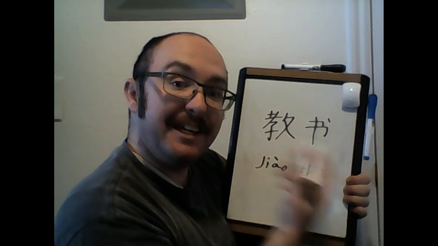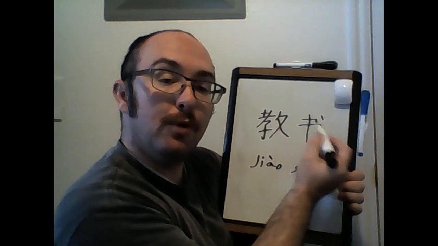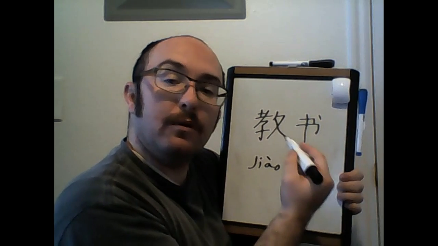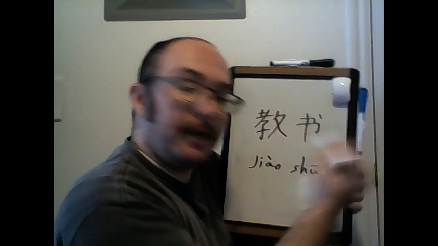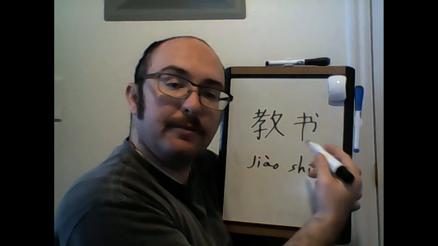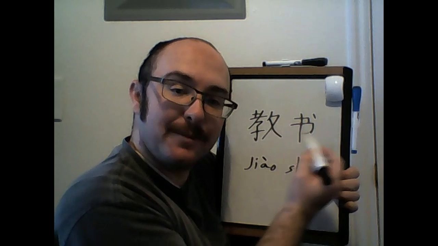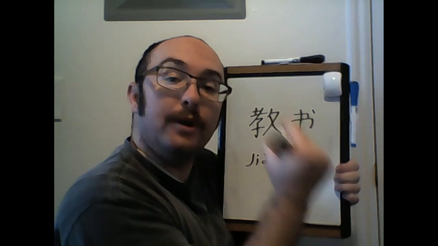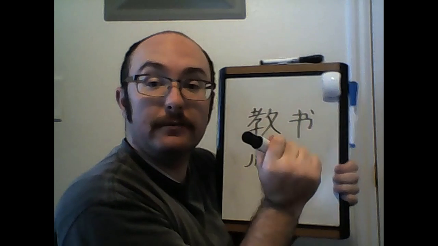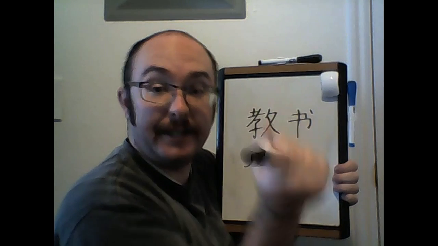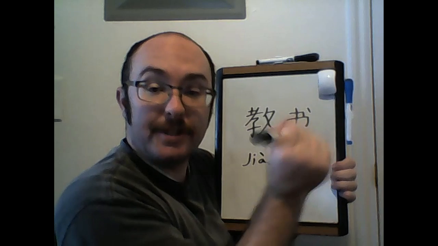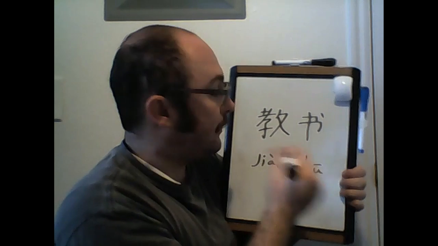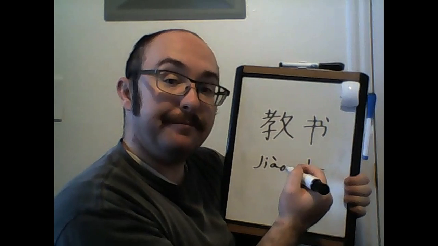So, to teach books. And you can replace this 书 with anything they're teaching, like science or language arts or something, any subject that the teacher's teaching. Like the example I gave earlier, 我教你们中文. I'm teaching you Chinese. 我教中文. I teach Chinese. So that's kind of how you use that.